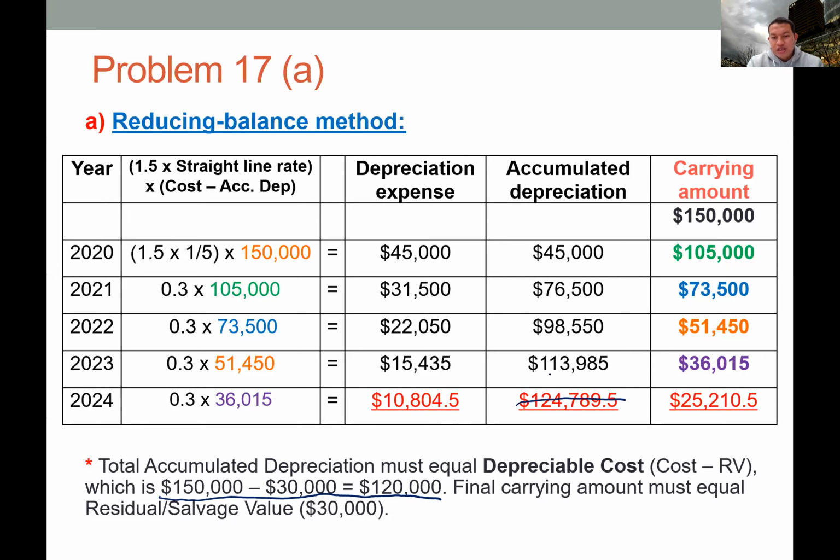Okay, so the maximum amount in this accumulated depreciation should be 120,000, corresponding to the depreciable value. And the book value or the carrying value up to the end of the economic life should be equal to the residual value, which is 30,000. So this one is incorrect.